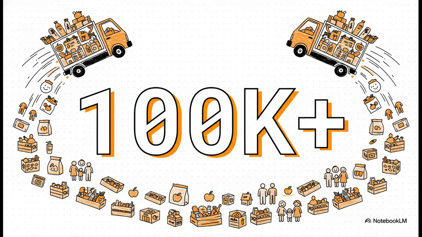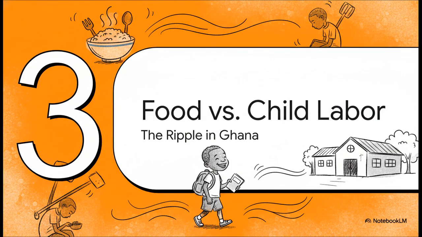And that new efficiency immediately translated into massive scale. They got a brand new community truck, and its very first trip out, get this, it delivered enough food for over 100,000 meals, reaching families all across the entire community. Just incredible. Okay, so now let's switch gears and head over to Ghana.